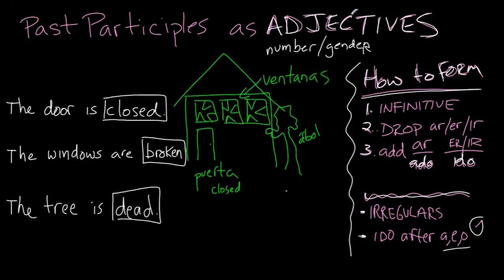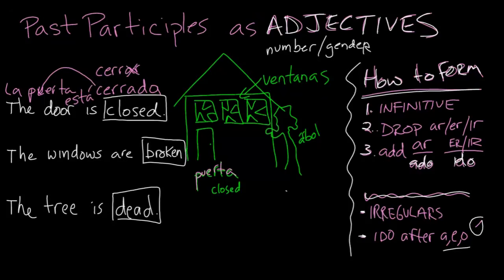So the first thing we want to do is think about how would we say closed in Spanish. So the verb is cerrar. We need to make it into a participle. But now, that participle, because we're using it like an adjective, has to agree in number and gender with the door. And we know that the door, puerta, is singular and feminine. So we need to make this singular and feminine. So we would say, the door is closed.